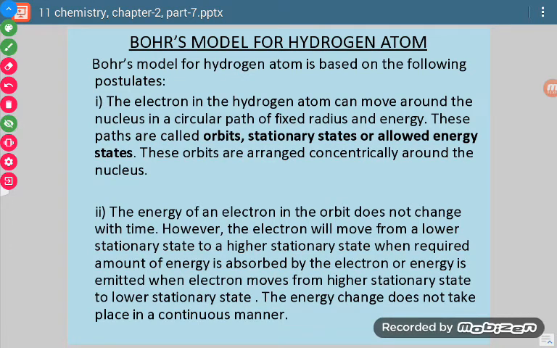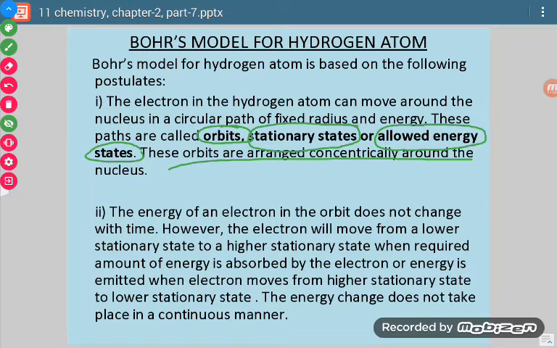The first postulate of Bohr's model is that the electron in the hydrogen atom can move around the nucleus in a circular path of fixed radius and energy. These paths are called orbits. So the words orbit, stationary state, allowed energy level or allowed energy state are used for the path on which the electron moves around the nucleus. This is the first postulate.